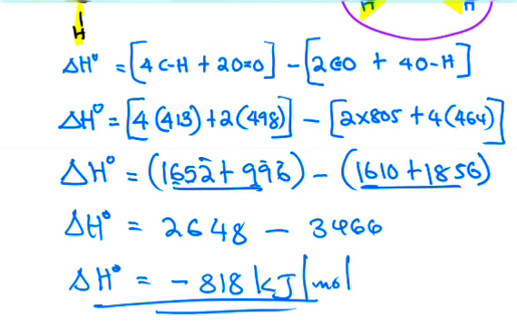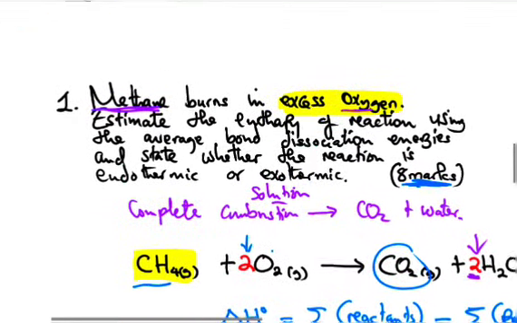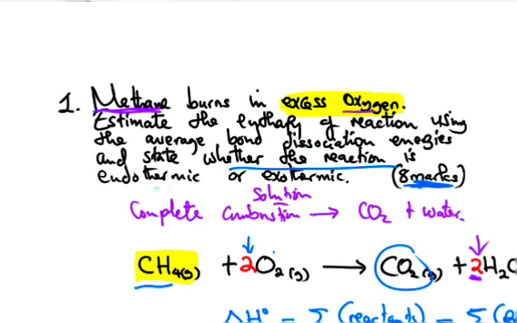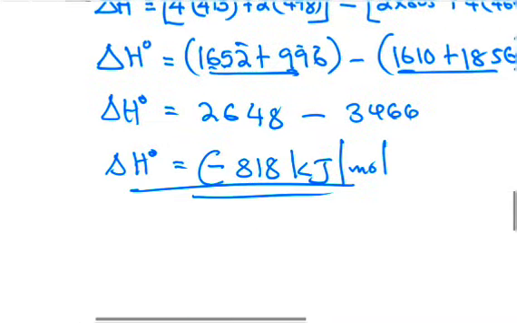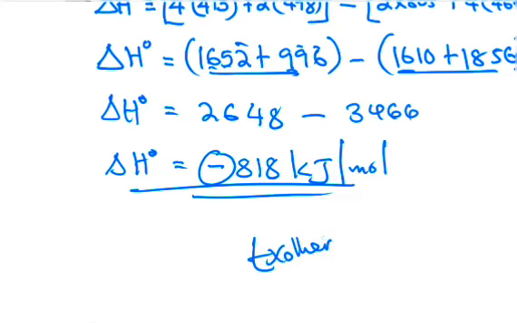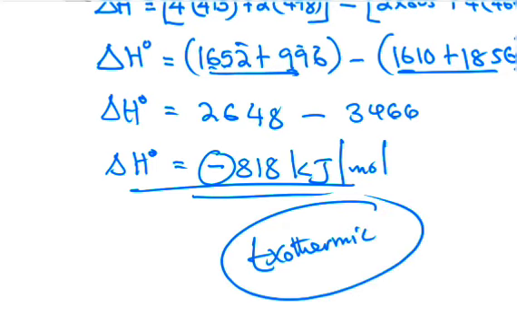Enthalpy change. So we can answer the other question. We should state whether the reaction is endothermic or exothermic. Since the value is negative here, the reaction is exothermic. Remember examples of exothermic reactions: combustion was one of them.